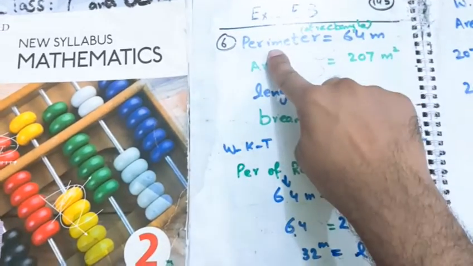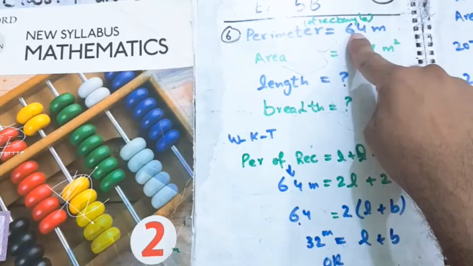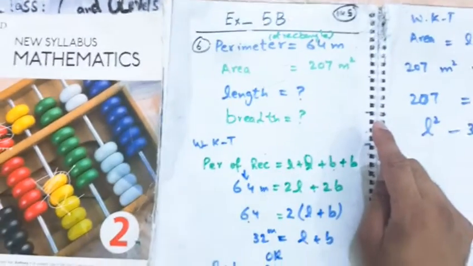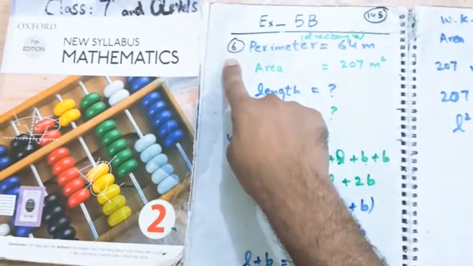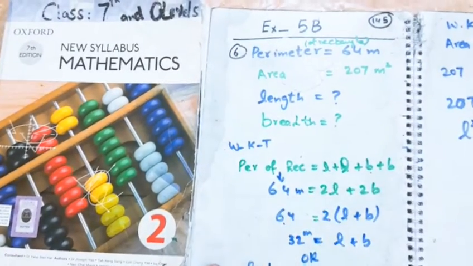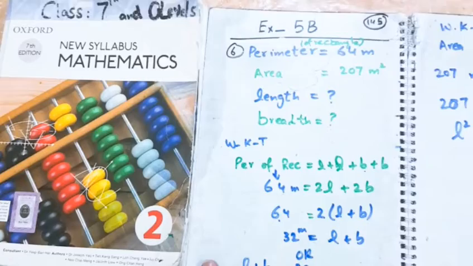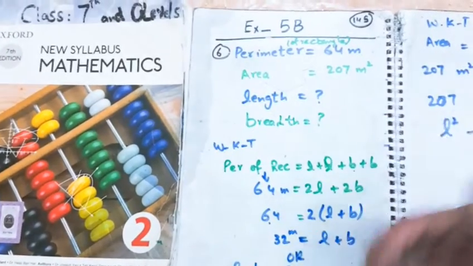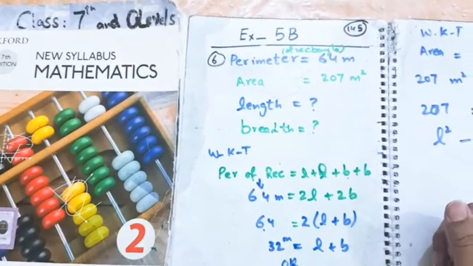Exercise 5B, book page number 145. In this question, the perimeter has been given as 64 meters. Let me tell you that this is the second part of question number 6, but I shall tell you what I have done in the previous part. So if you haven't watched it, you may not need to watch it, because now I shall give you a review of that one.